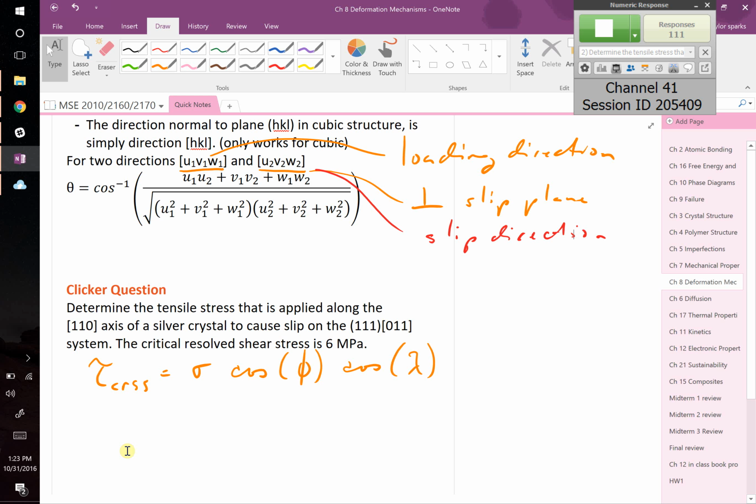Give the shear stress in units of megapascal. Okay, we're gonna wrap it up. Get your answers in. Can we end? I'm gonna end. Okay, answers in.